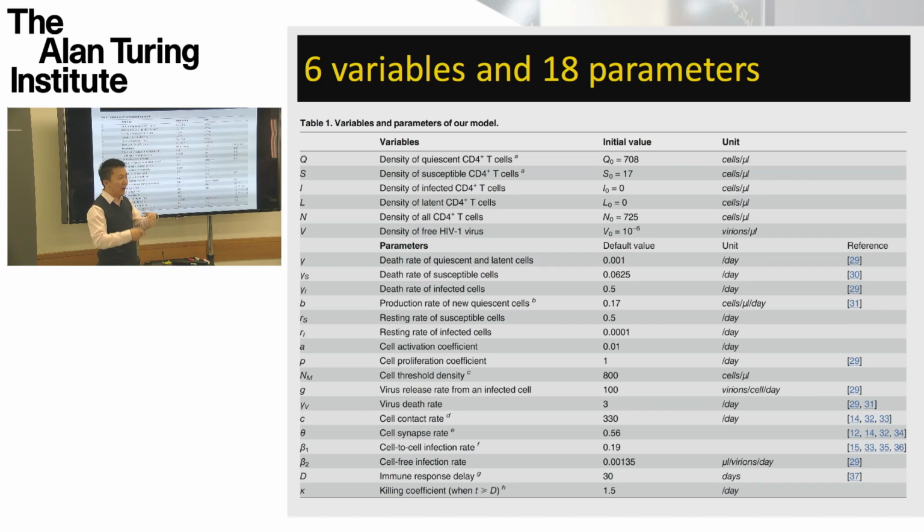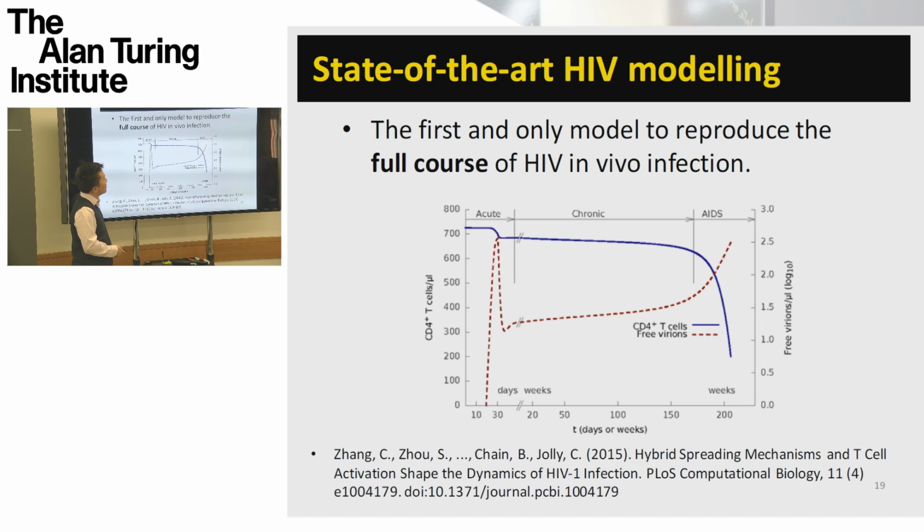So we know how these systems work, but we didn't have such a coherent model to describe how this system works. It turns out that our model is the first and only model so far that can accurately reproduce the full course of HIV infection. Why I say full course is important, because once a person is infected, there are a number of different stages.